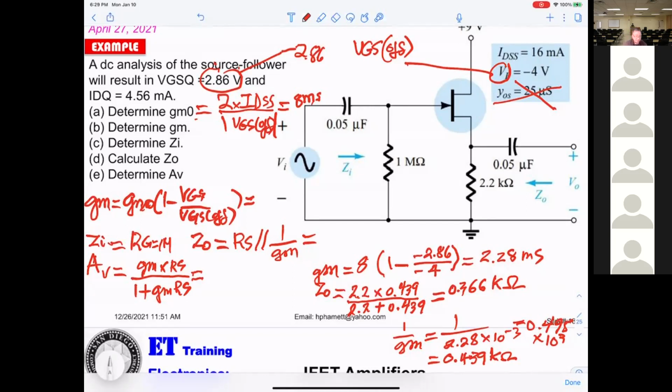Okay, who gets the gain? Just let me know the answer. 0.494. 0.494. Yes, 494. Okay, so who else gets the same answer? So the answer will be correct.